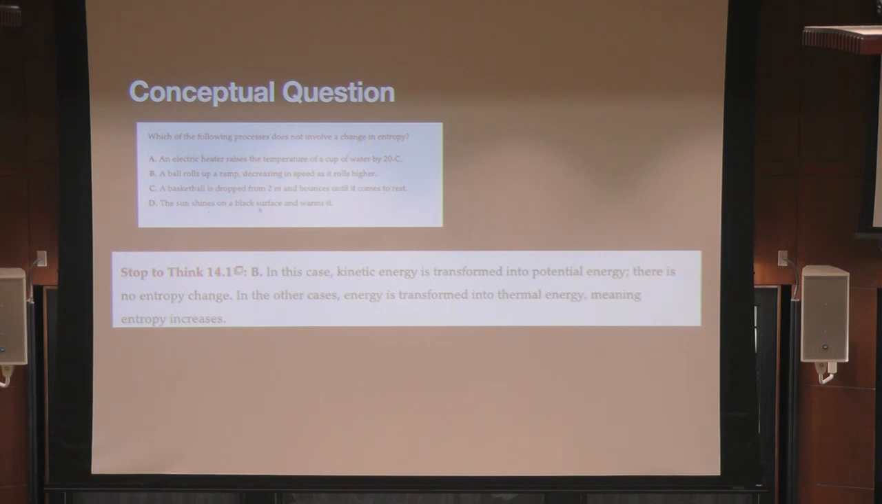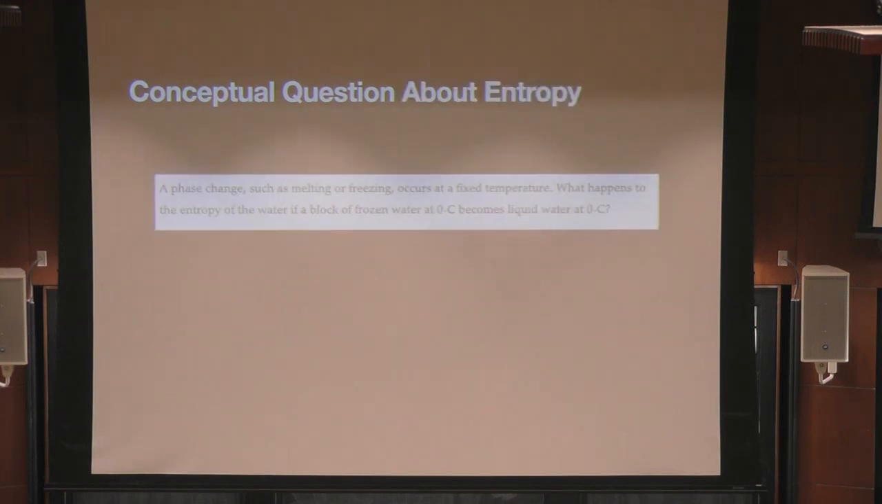And the rest of them are pretty straightforward because we're heating the cup of water, so that's pretty simple. And the sun shining on a surface and warming it, well, yeah, that makes sense because that goes along with what we said before. So only in the case where kinetic energy is transformed into potential energy is there no entropy change. When energy is transformed into thermal energy, like with friction, we have an entropy increase.